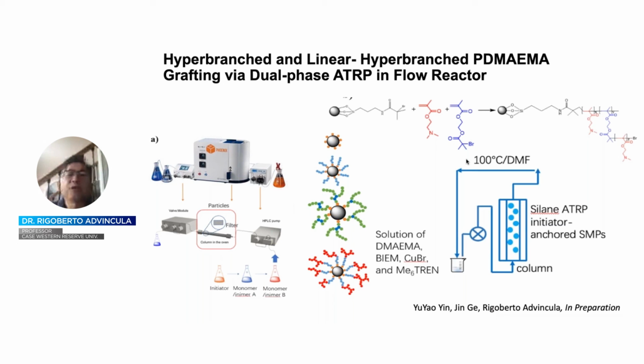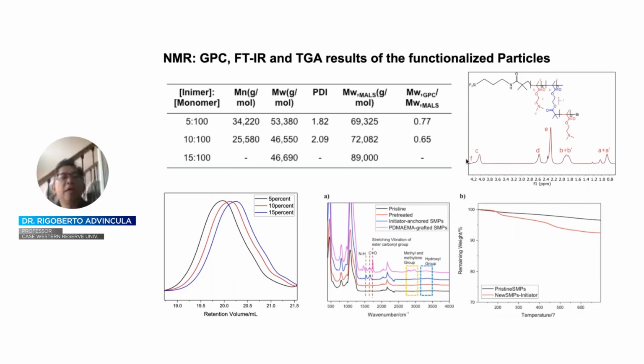So as shown here, we did this under a flow polymerization setup. We get very good control on the inimer to monomer ratio, showing that we can control the grafting, the dispersity, the molecular weight by controlling the ratio of the inimer and the monomer.